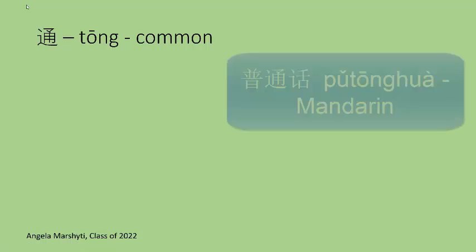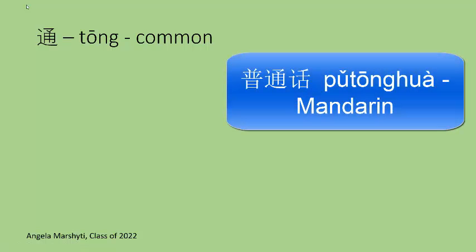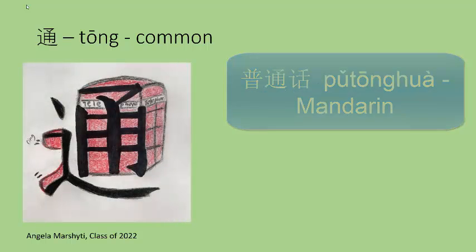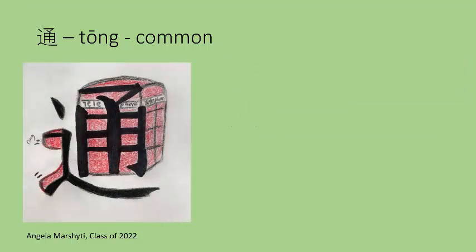Tong means common, part of pu tong hua, because it's the common speak. Tong, here my students illustrated it as one of those British telephone booths with the motion radical being the telephone with the wire.